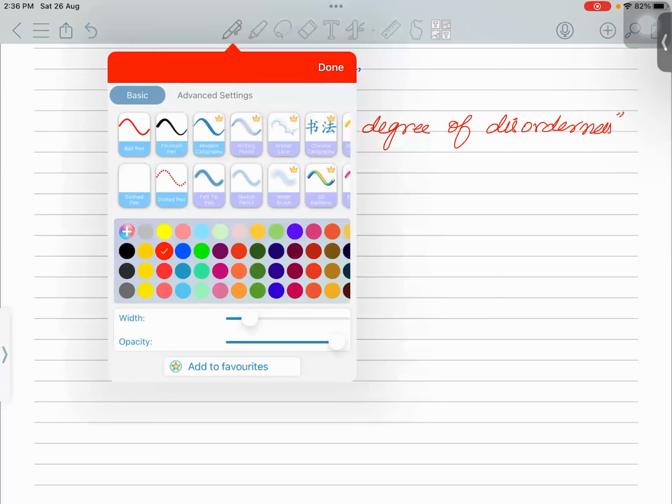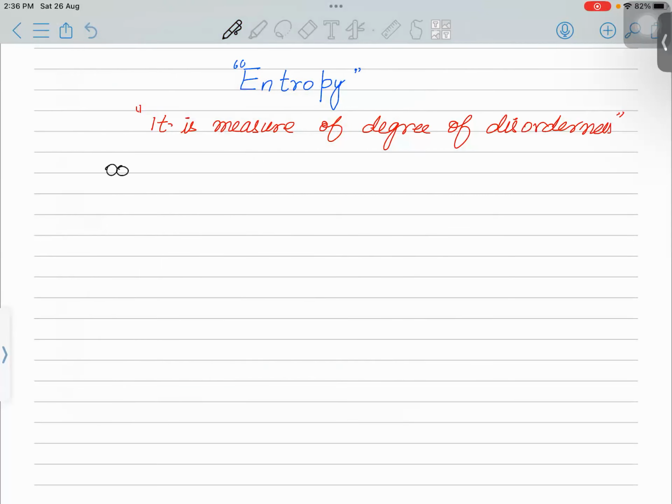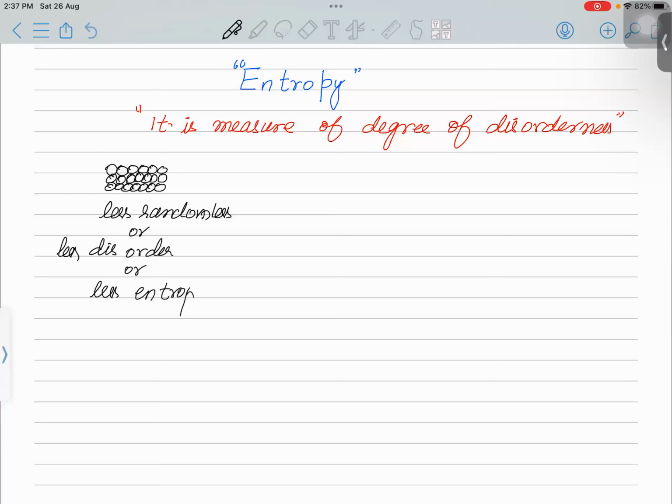Now you can see that we have solid particles. They vibrate. They do not move, they vibrate. So they have less randomness, or less disorder, or less entropy.